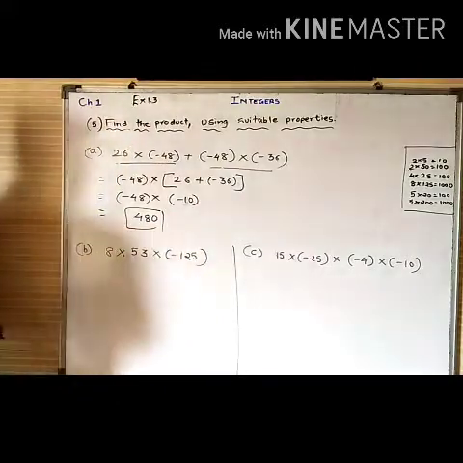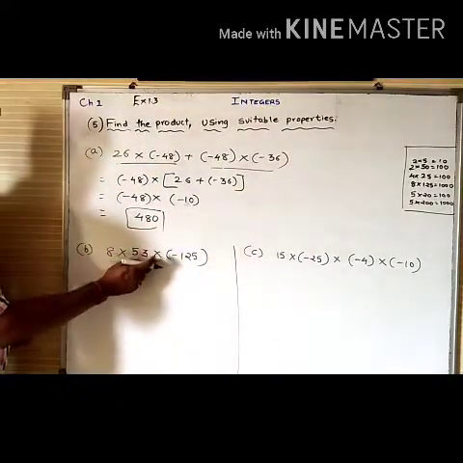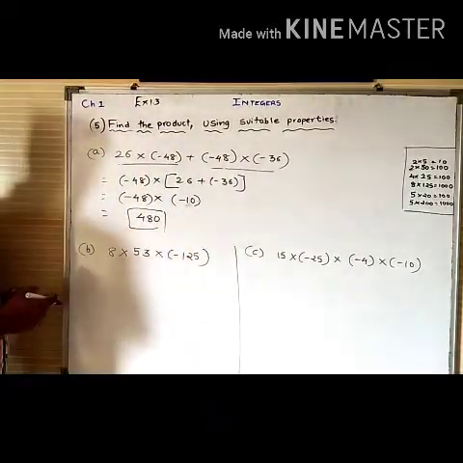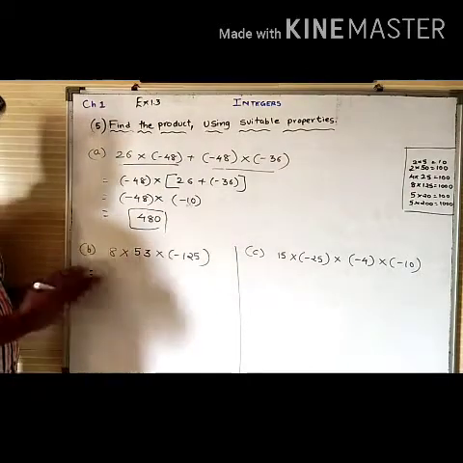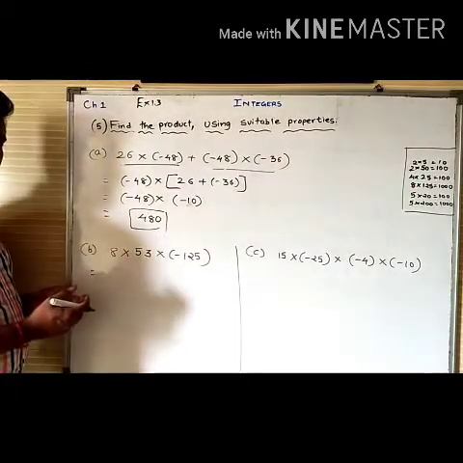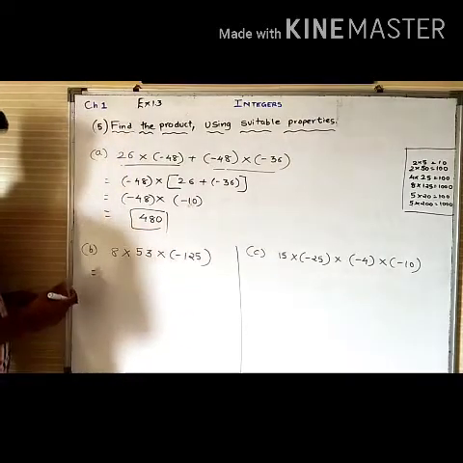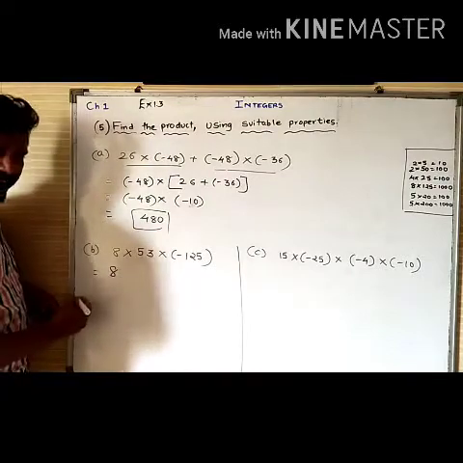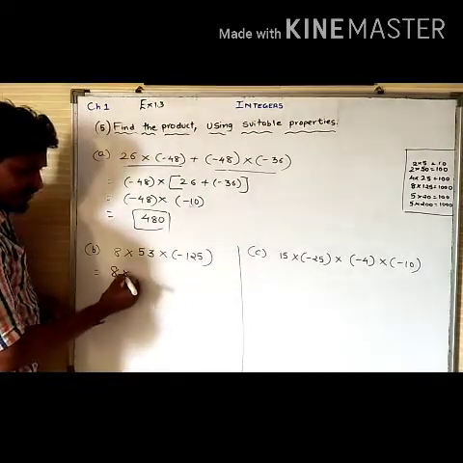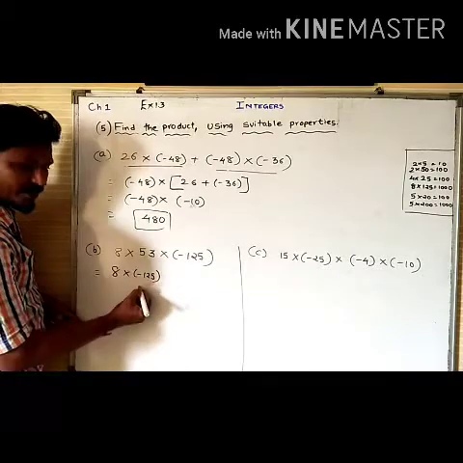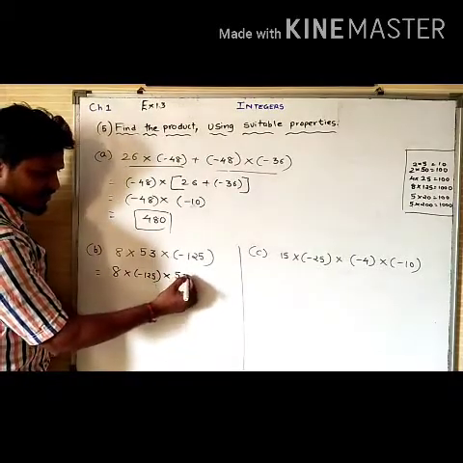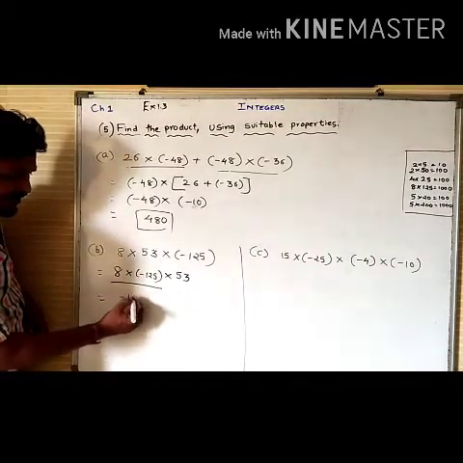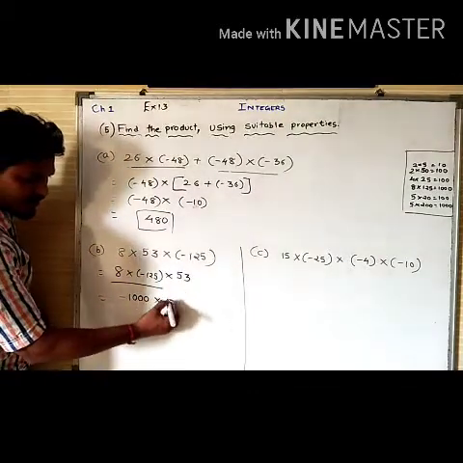Now the next one. 8 multiplied by 53 multiplied by negative 125. Now dear student, here we cannot apply any kind of property, but we can just rearrange the values and solve. What I will do first, I will write 8 as it is, and I will bring this negative 125 beside it, and I will write this 53 as it is, because I know this negative 125 into 8 is negative 1000. Write down this value as it is.